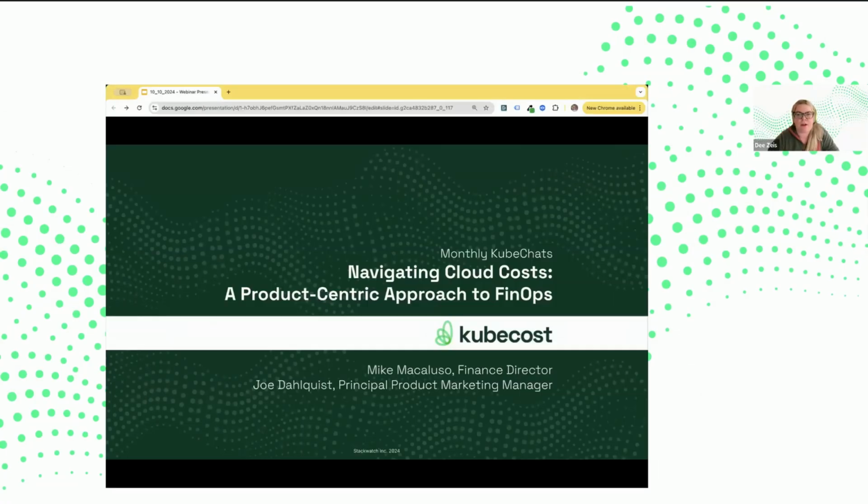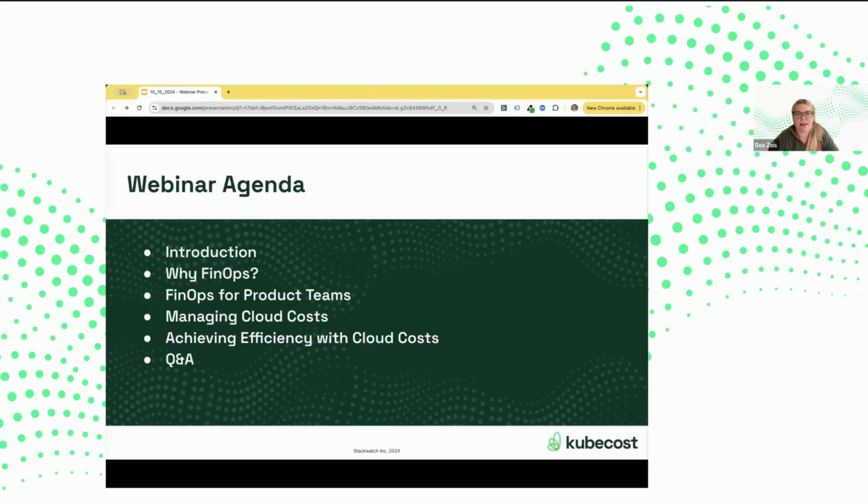Today is navigating cloud costs, a product-centric approach to FinOps. We're going to just dig right in here. So for today's agenda, I'm just going to give you some quick intros to our speakers today, as well as a little bit about Kubecost. Then we'll really just dig into the why. What is FinOps? Why is it important? And then we'll start to break it down and what this really means for product teams. So how you even start to monitor and manage your cloud costs, but also achieving efficiency with those cloud costs. And then we'll also leave some time at the end for a Q&A.